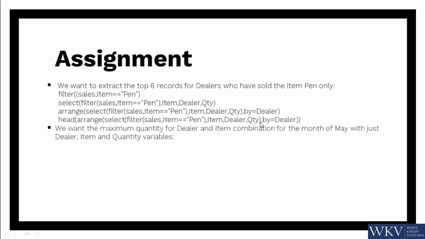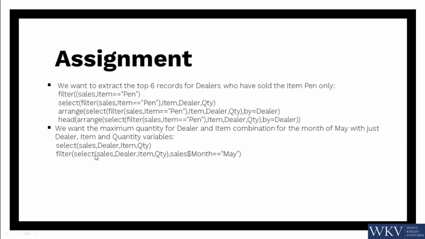Clear? Another case. We want the maximum quantity for dealer and item combination for the month of May with just dealer, item and quantity variables. So you do not need any other variables. You just want the 3 variables, dealer, item and quantity. And in the data set, you want the maximum quantity of dealer and item combination for the month of May. So first things first, we select dealer, item and quantity. Then we filter on the basis of month being equal to May. You could have done it the other way around also. You could have first filtered on the month of May and then selected dealer, item and quantity.